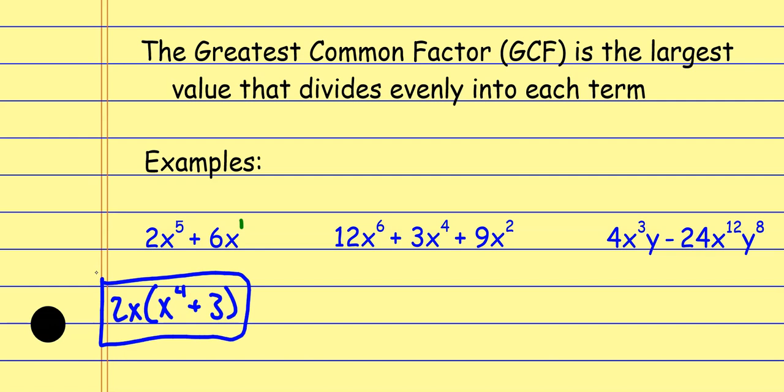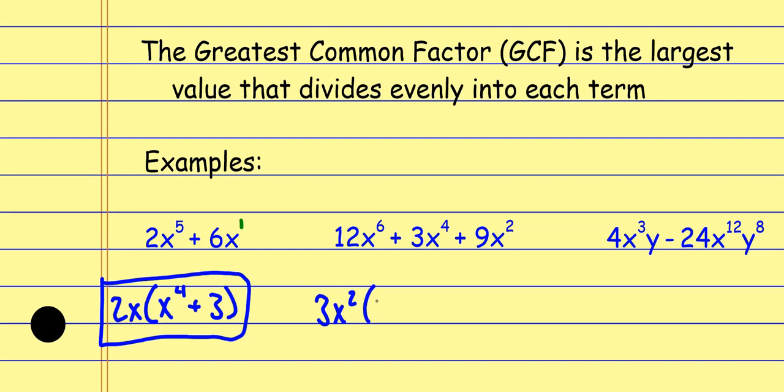The next one, greatest common factor, I look at the 12, the 3, and the 9. The biggest number that divides into all of those is a 3. And now again, when I look at the variables, I know that division is actually subtracting the exponents. So think about how many x's you can take away from each of those. The most you could take away is 2, so it's an x to the 2nd. And again, as I divide, I subtract the exponents.